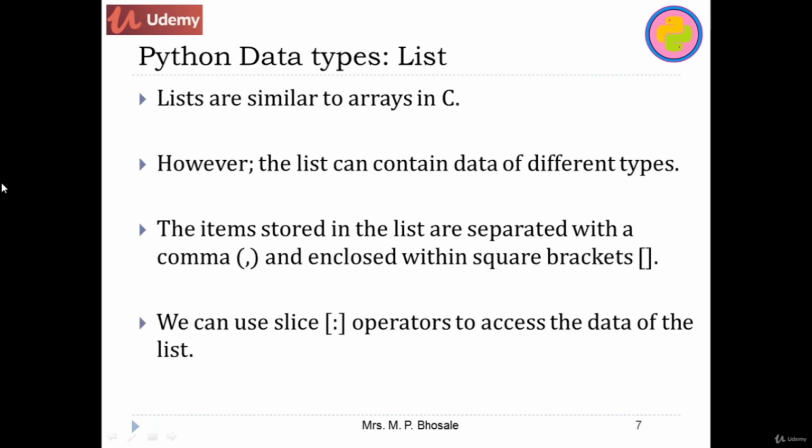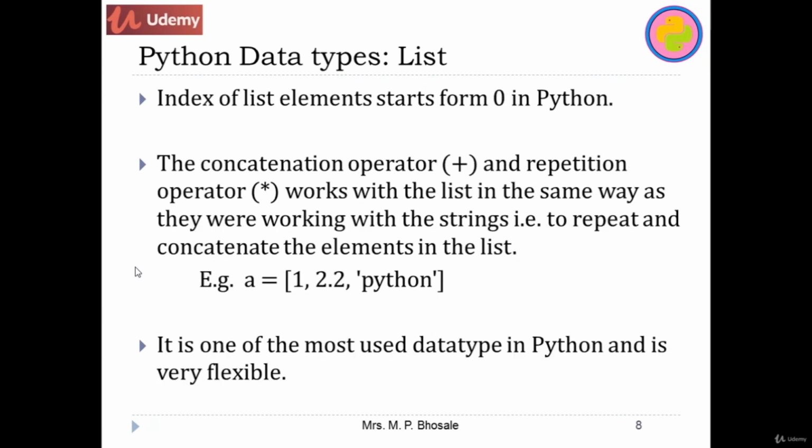Now next is list, and lists are similar to arrays in C, but in an array we have to store the same types of elements, but in a list we can store different types of elements. This is the big difference. The list has square brackets, and the elements in the list are separated by commas. On a list we can also use the slice operator, which we have already used on strings. The index of a list element also starts from 0 because it is like an array. And we can use the concatenation operator and repetition operator in the list similar to the string.